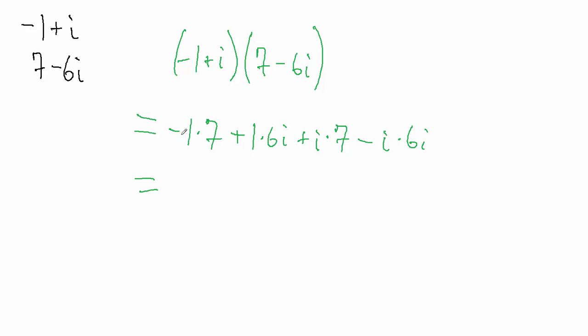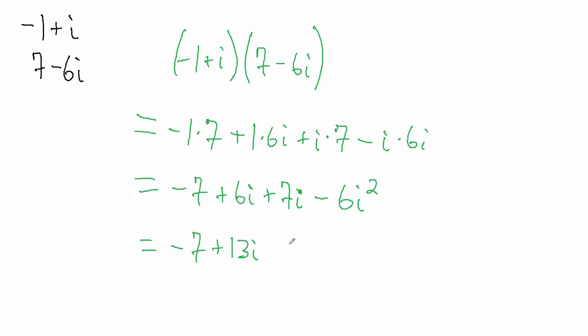Now simplifying this, we have -1 times 7 is -7. Plus 1 times 6i is just plus 6i. Multiplying by 1 does nothing. Plus i times 7, the more common way to write that is just 7i. And then here we have minus i times 6i, or in other words, minus 6i squared. Okay, so simplifying further, we have -7 plus 6i plus 7i, that's going to give us plus 13i. And then we have minus 6i squared.